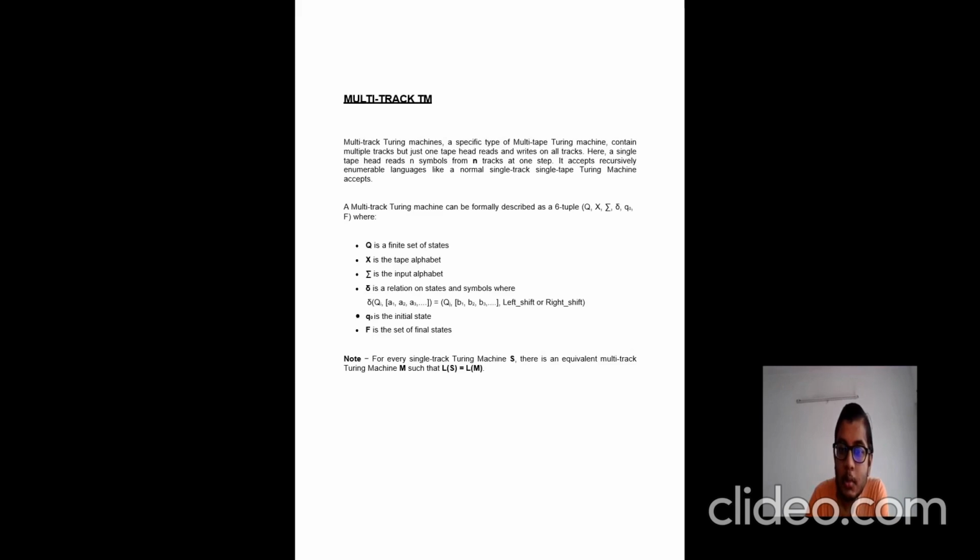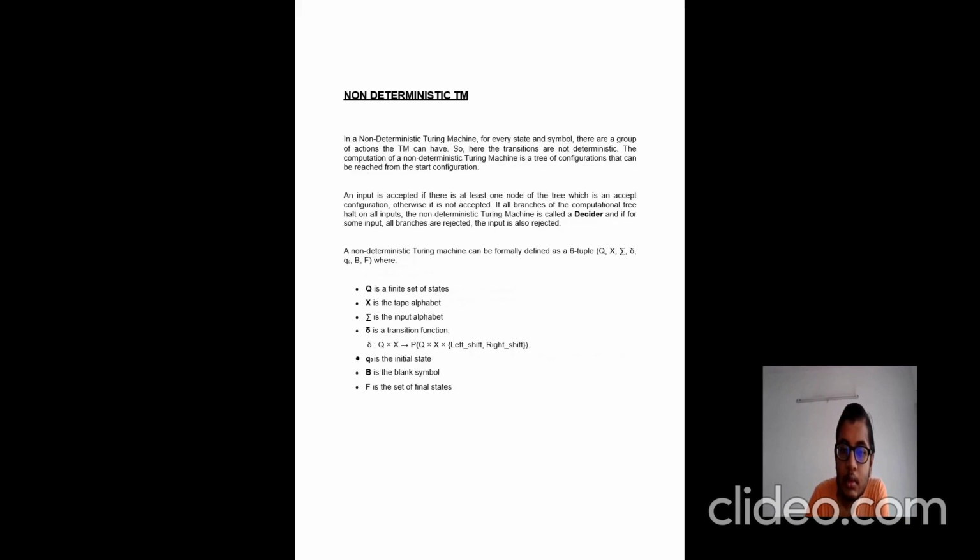Q0 is the initial state and F represents the final set of states. For every single-track Turing machine S, there is an equivalent multi-track Turing machine M such that L(S) is equal to L(M). Now the non-deterministic Turing machine. In a non-deterministic Turing machine, for every state and symbol, there is a group of actions that the Turing machine can take. So here the transitions are not deterministic.